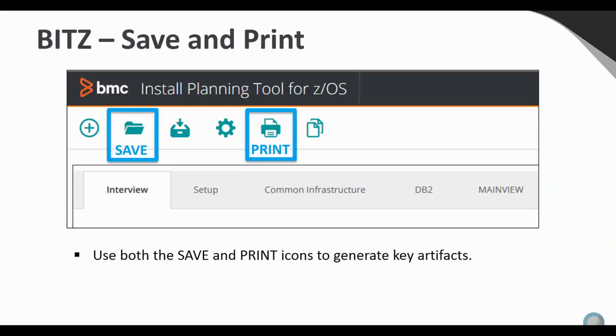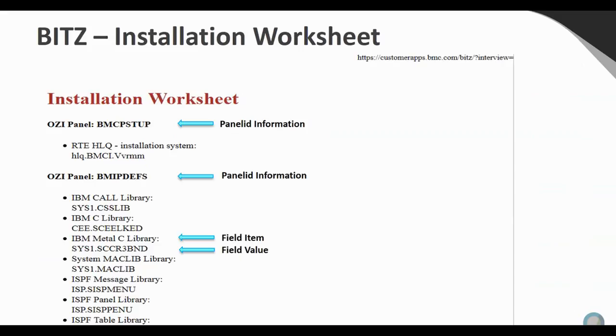Once you've completed the plan and interview, we need to save the values that have been input to a JSON file, and we do that by using the Save icon. If we want to print the formatted file to a PDF, we can do so using the Print button. And here's an example of how BITS produces the output. So we organize the output by the panels that are displayed in the installation system, so the sequence is preserved, and then we show you the label for the field as well as the specified value.